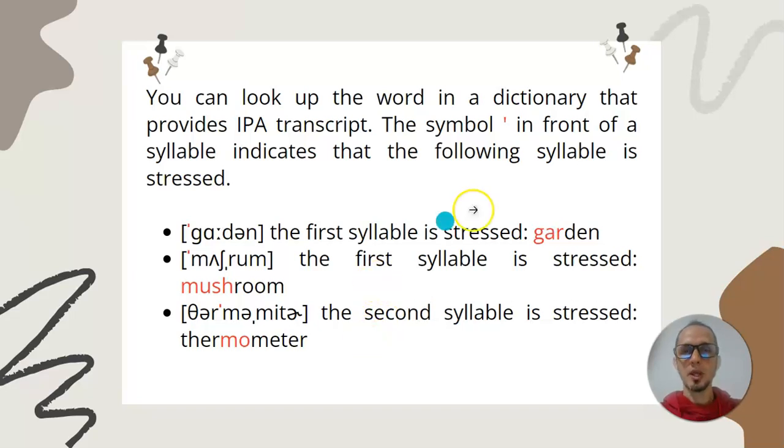You can look up the word in a dictionary that provides IPA transcription. The symbol in front of a syllable indicates that the following syllable is stressed. Garden. The first syllable is stressed. Mushroom. The first syllable is stressed. And the last one, thermometer, the second syllable is stressed.